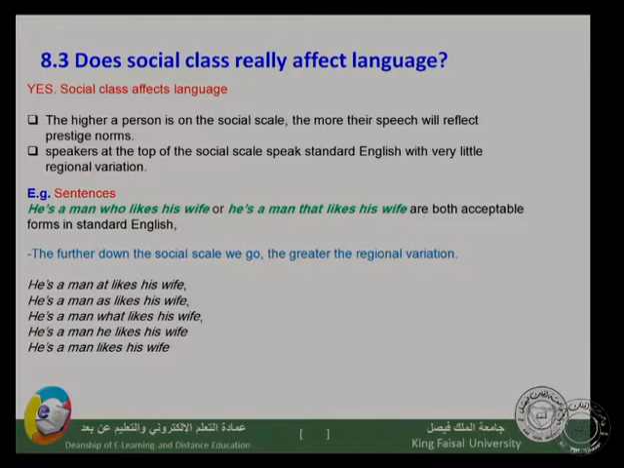So according to this author, the higher a person is on the social scale, the more their speech will reflect prestige norms. And we said prestige norms refer to the standard language, the language used by people who have come from a high social class. Secondly, speakers at the top of the social scale, those who come from a high social class, speak standard English. They do not use everyday English. They do not use street English. They use standard English with very little regional variation.